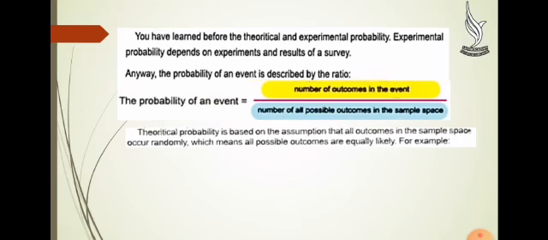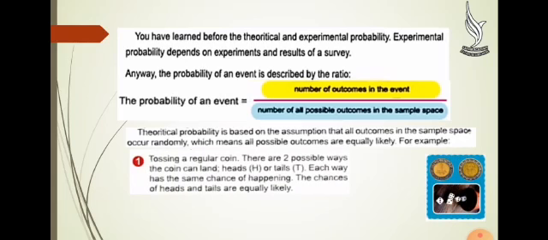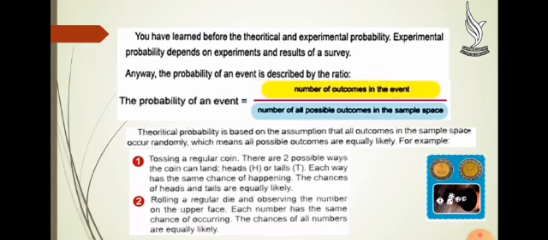Theoretical probability is based on the assumption that all outcomes in the sample space occur randomly, which means all possible outcomes are equally likely. For example, number 1, tossing a regular coin. There are two possible ways the coin can land, head or tail. Each way has the same chance of happening. The chances of head and tail are equally likely. Number 2, rolling a regular die and observing the number on the upper face. Each number has the same chance of occurring. The chances of all numbers are equally likely.